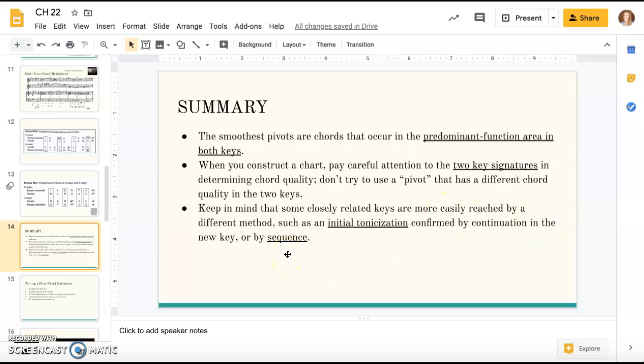So if you had a 5 of 5 to 5, and that 5 is your new tonic, then you just continue in that key. If you're in the key of D and you have a 5 of 5, you have an E chord to a 5, an A chord, and then you just continue in A major. There you go. Sometimes you want to use the easier route because it's the smoothest route.